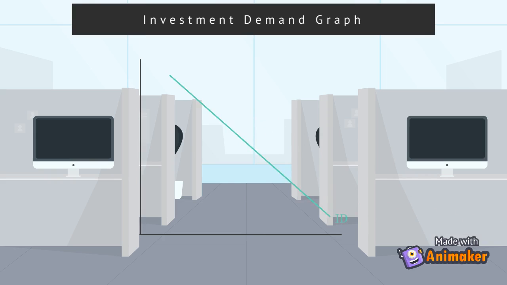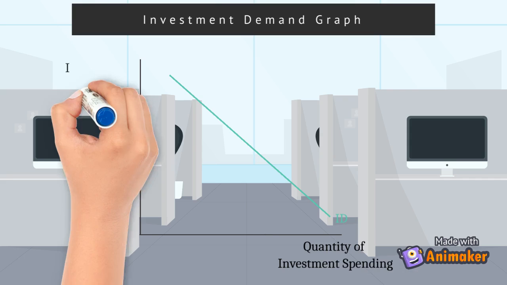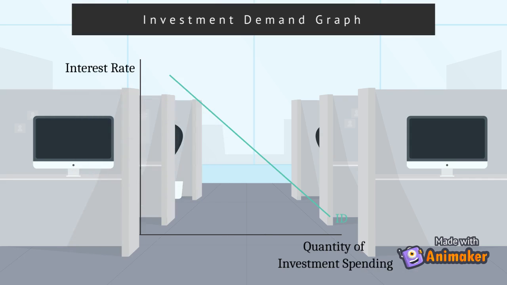Quantity of investment spending is plotted on the x-axis, whereas interest rate is plotted on the y-axis. Like the demand graph, investment demand slopes downwards. This is because at higher interest rates, the cost of borrowing is relatively higher, so firms must produce a greater return on investment in order to pay back the greater amounts of interest. In contrast, at lower interest rates, money is relatively cheaper to borrow, so firms will take out more loans and will thus increase their quantity of investment.